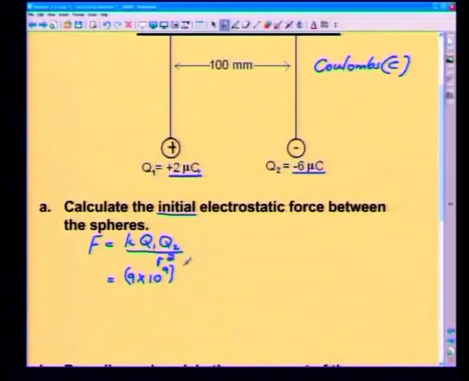Now, times Q1. Q1 is 2 microcoulombs, but we cannot use microcoulombs. We need to use coulombs. So we need to convert 2 microcoulombs to coulombs, and microcoulombs to coulombs we need to multiply by 10 to the power -6. That is micro. Times, open brackets, Q2. Q2, it's -6 microcoulombs.